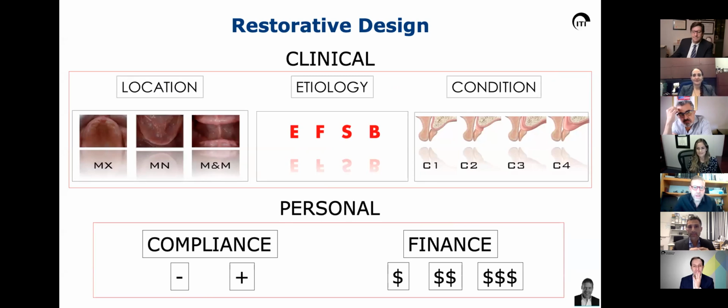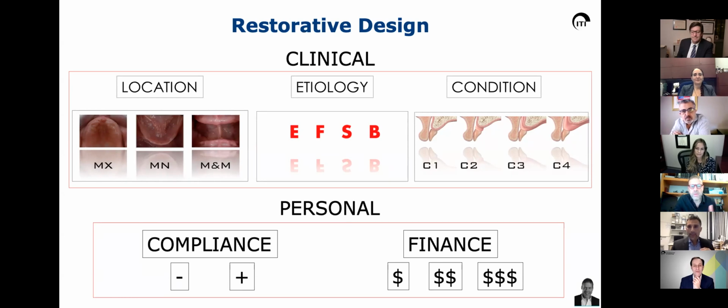All right. Well, I've been amazed by the body of evidence and information that all my colleagues have shared so far, and it is now my turn to share some ideas regarding what it is that we look into when we actually decide on a restorative design.